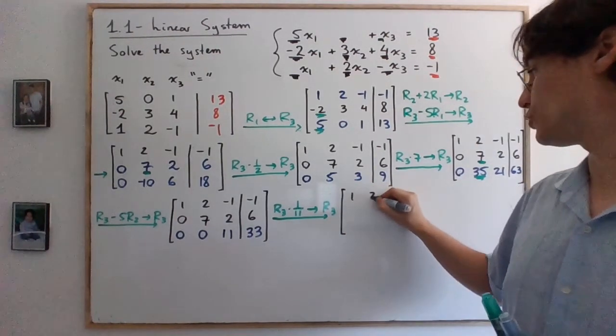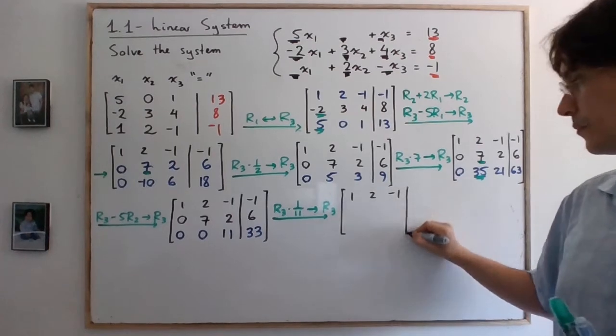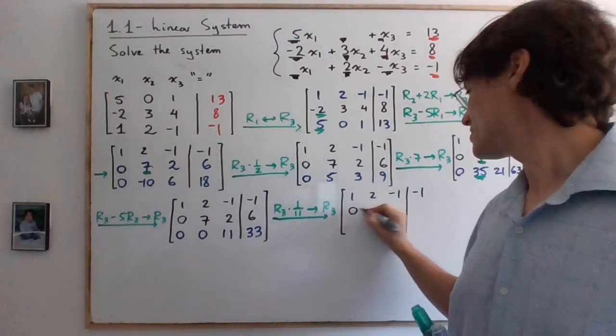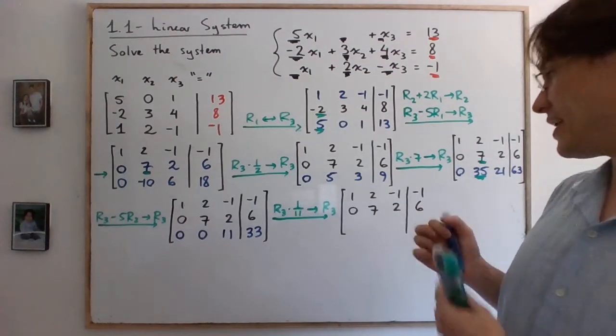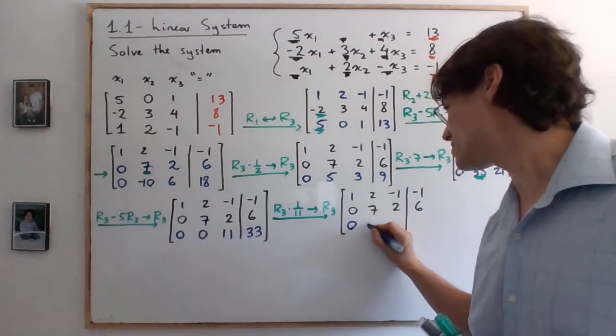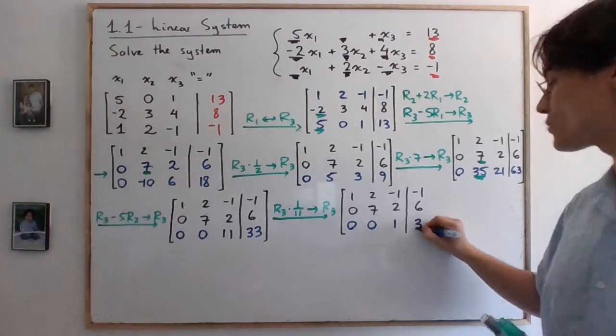So 1, 2, -1, -1, 0, 7, 2, 6. And then we have here 0, 0, 1, 3.